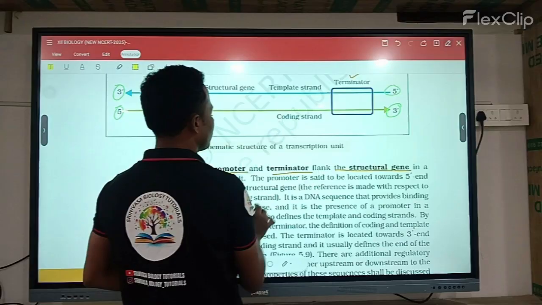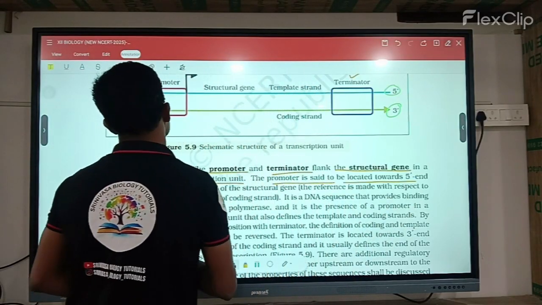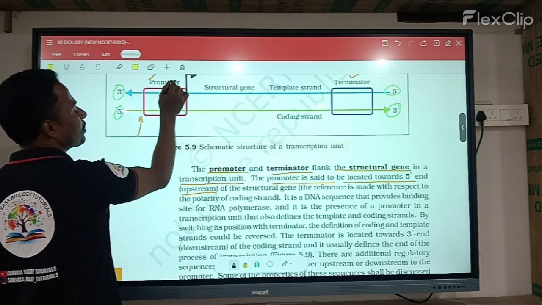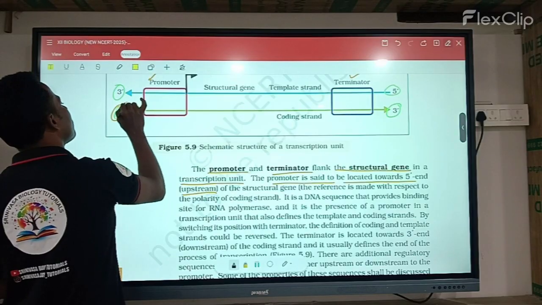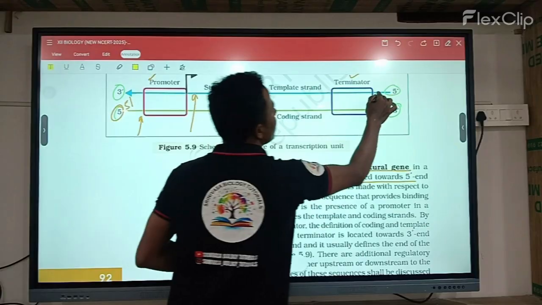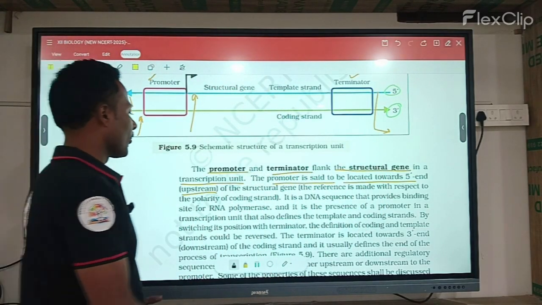In the transcription unit, the promoter is said to be located towards the end of the upstream, where the 5 prime end is present. Here the promoter is present, in the 5 prime end. That is the upstream process. It is called upstream, and the other is called downstream.